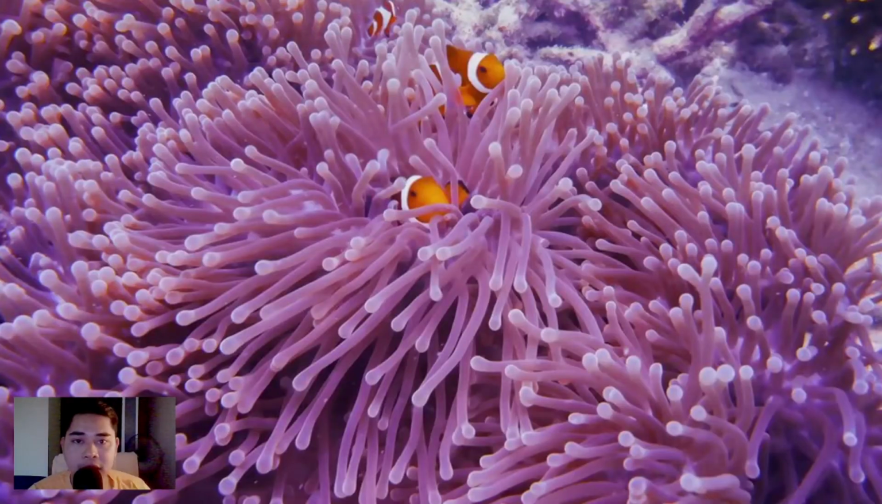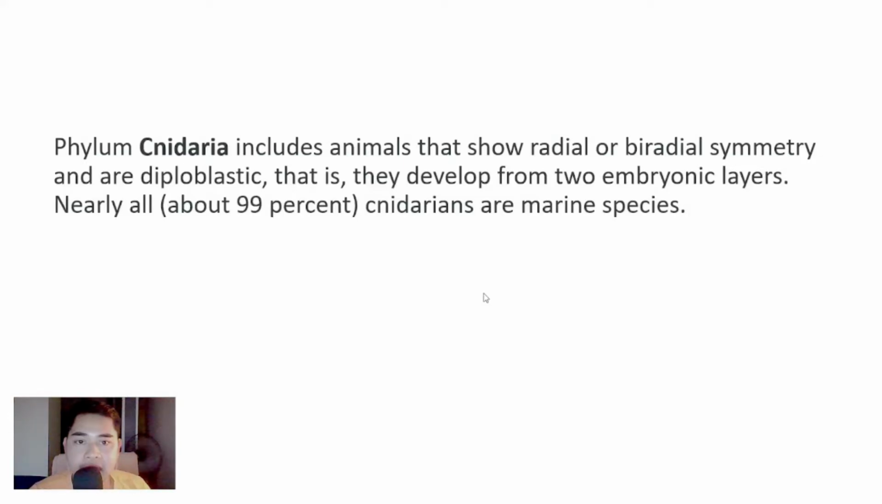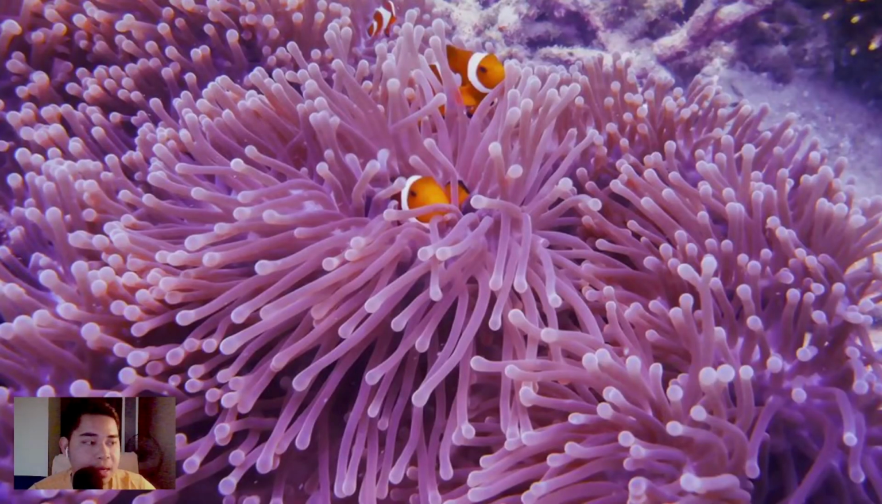So let's move on to the next one. You are familiar with Finding Nemo, right? This is one of the most common habitats for clownfish. So this is actually a sea anemone. This is where the clownfish lives. This is not a plant. This is an animal also.